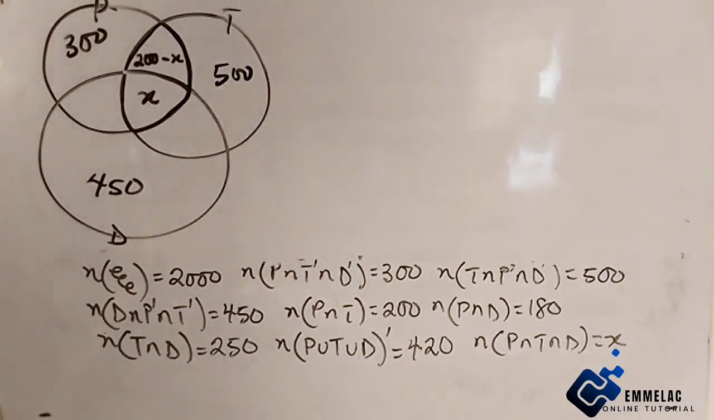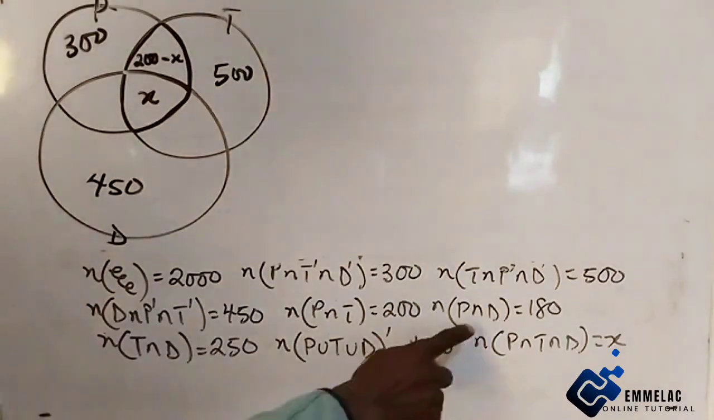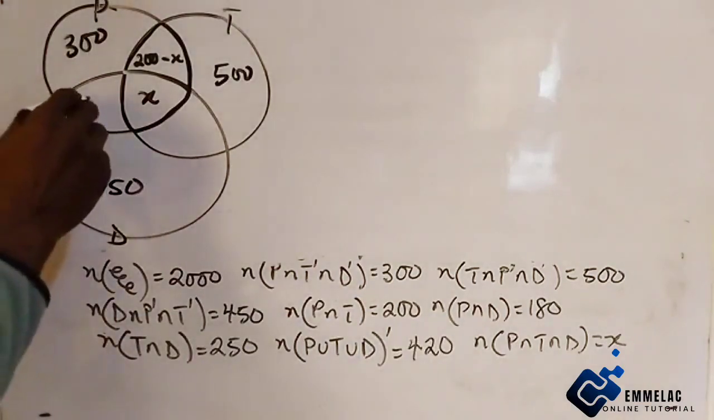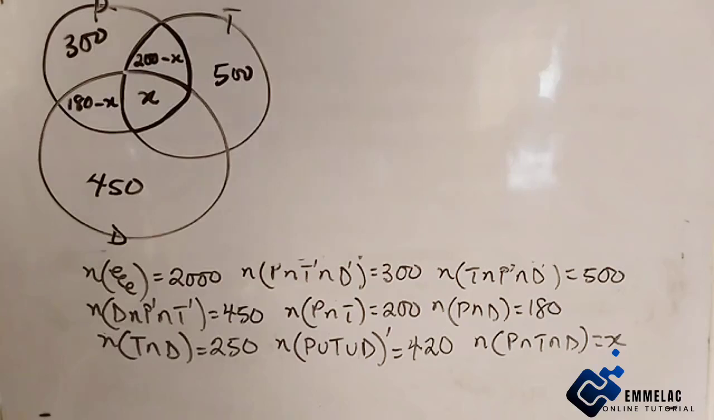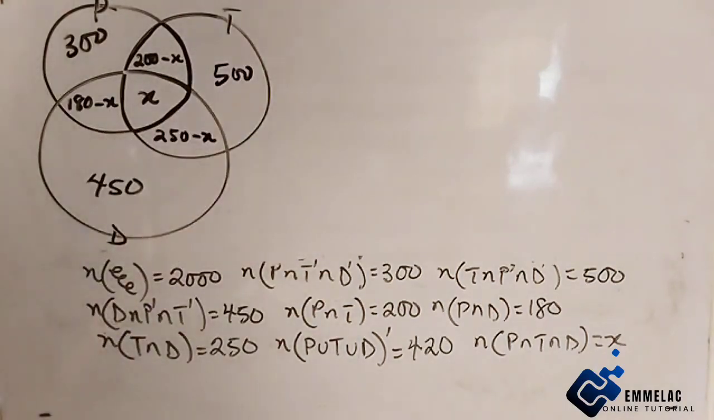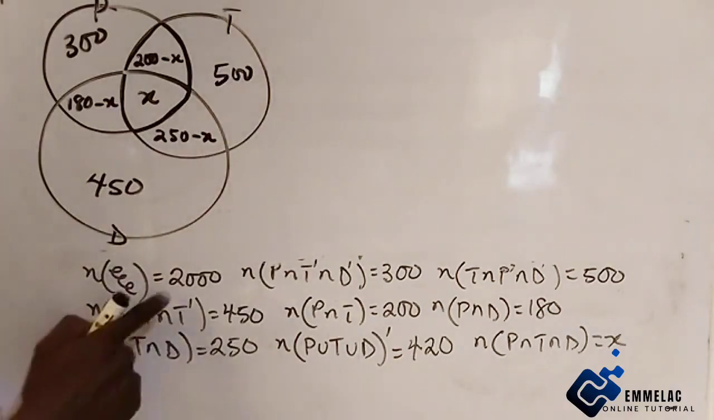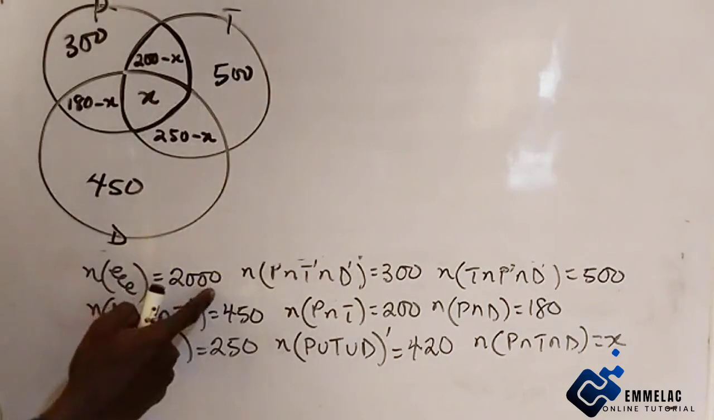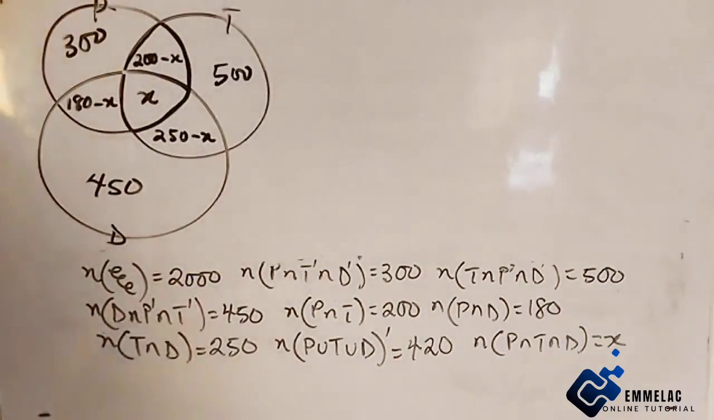The same follows for P intersection D: that will be 180 minus X, and for T intersection D, we have 250 minus X. Now what we just need to do is that the total here is 2000. We add everything together, equal to 2000, for us to get our X. So let's get started.